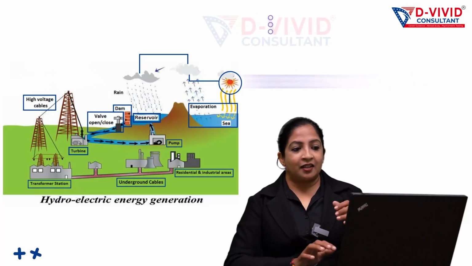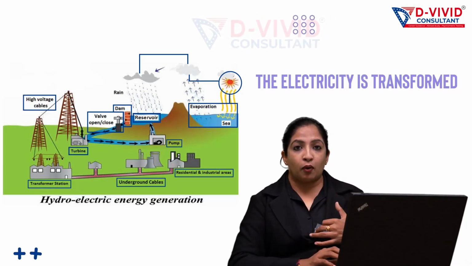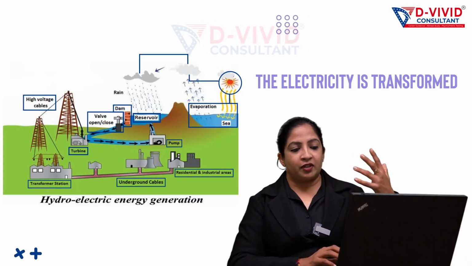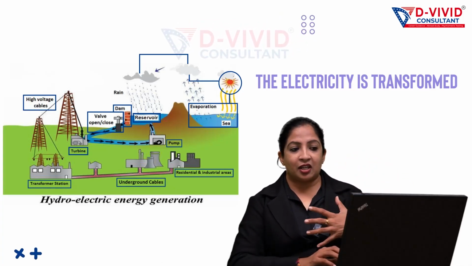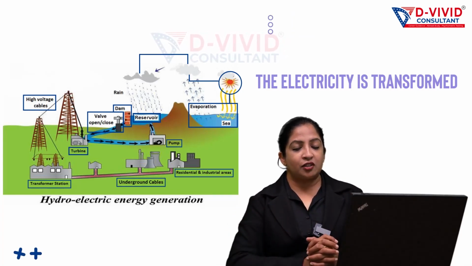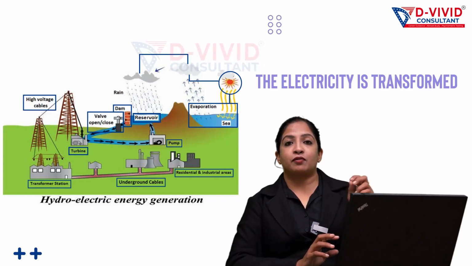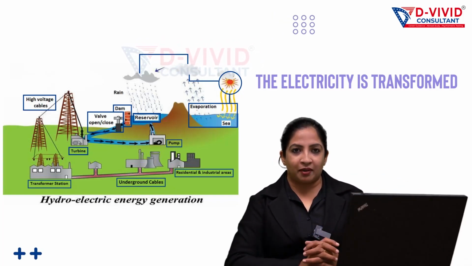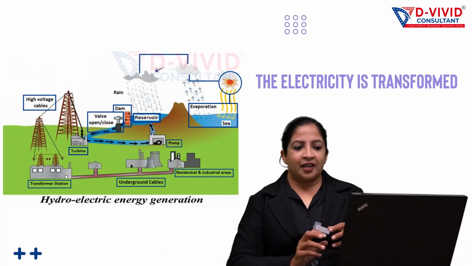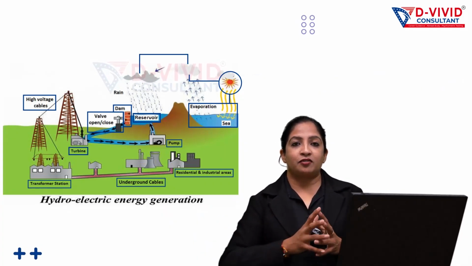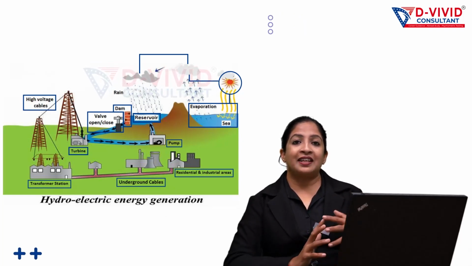Then you can say that the electricity is transmitted from destination A to B, which means with the help of a high voltage cable, it transfers to the transformer station. I just cannot say that it travels from this place to that place. Then it is given to the residential area and industrial area. No, I cannot say given.